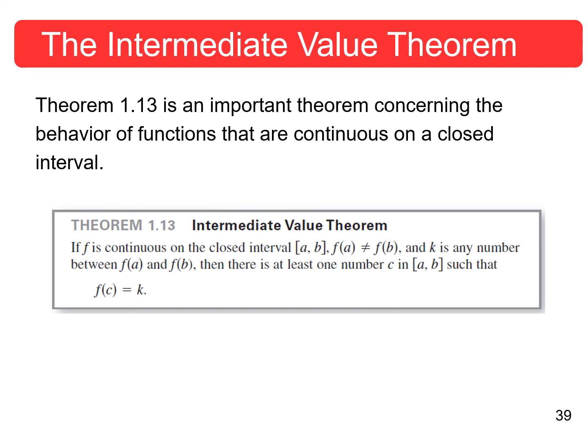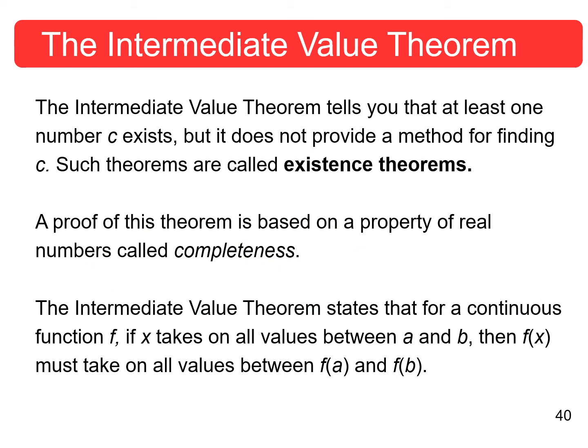The intermediate value theorem tells you that at least one number c exists, but it does not provide a method for finding c. Such theorems are called existence theorems. A proof of this theorem is based on a property of real numbers called completeness. The theorem states that for a continuous function f, if x takes on all values between a and b, then f of x must take on all values between f of a and f of b.